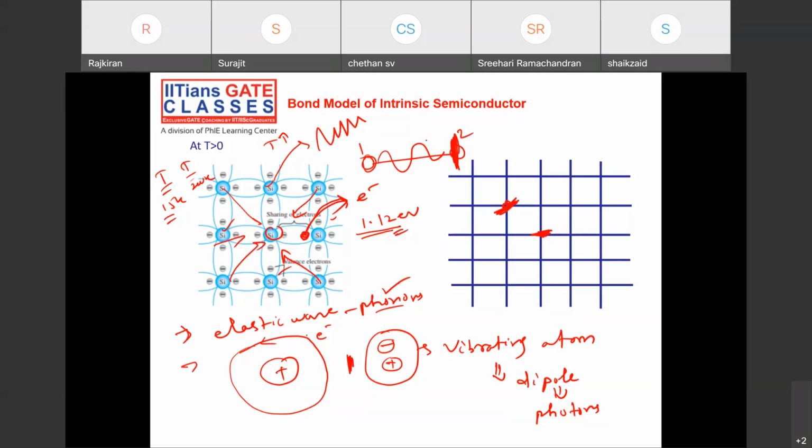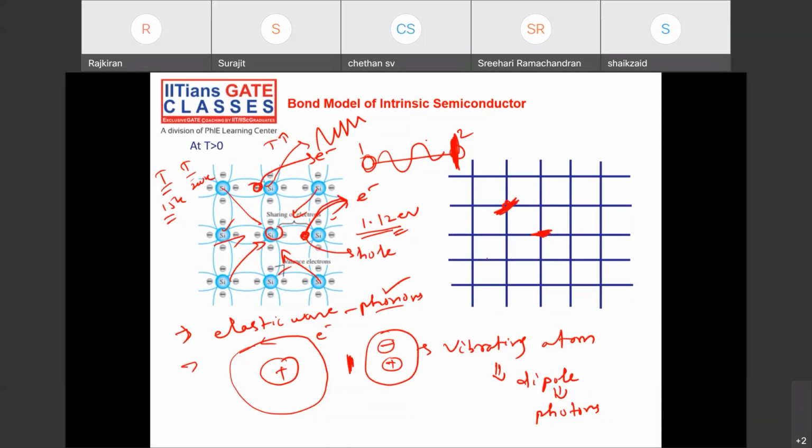Yes, sir. See, whichever bond is broken, suppose this bond is broken, the electron will move, leaving behind an empty space. Clear? Clear. So this empty space is called a hole.